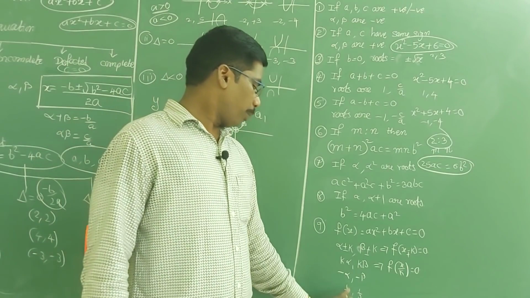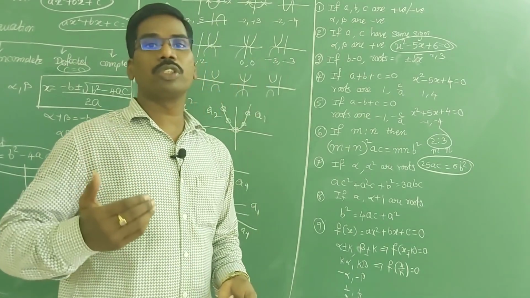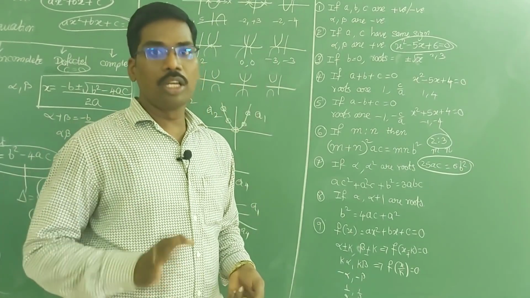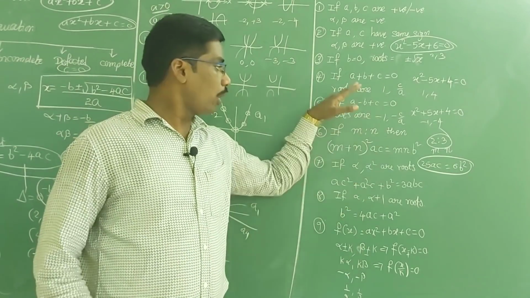And if the roots are 1 by alpha and 1 by beta, then instead of x you have to substitute 1 by x. So that is the shortcuts. So these are all shortcuts.